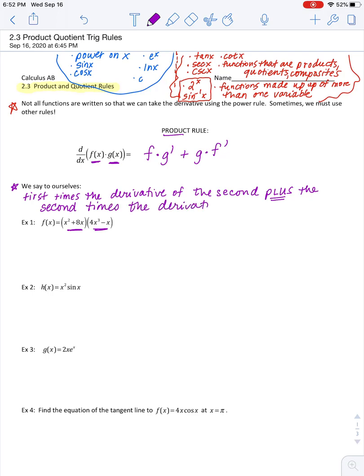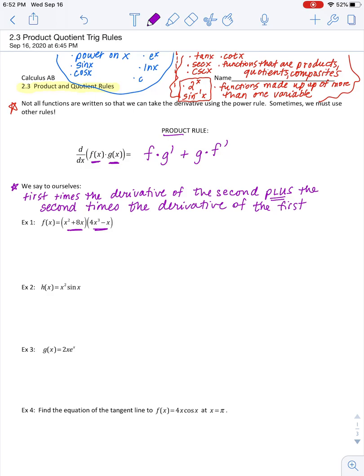Now, I learned this when I was in high school, and I repeat this to myself in my head every single time I take a derivative using the product rule. First times the derivative of the second plus the second times the derivative of the first. I'm doing that quietly in my head.